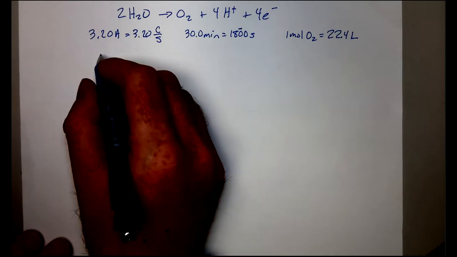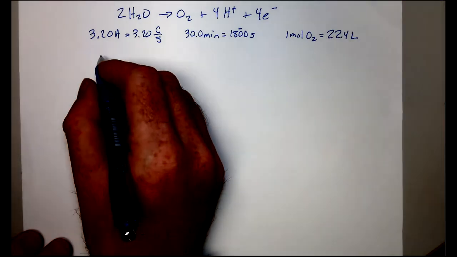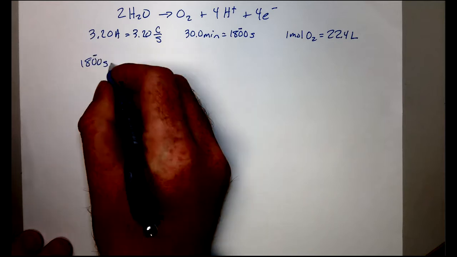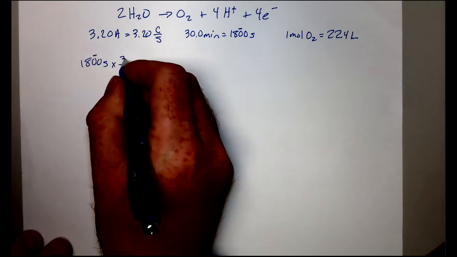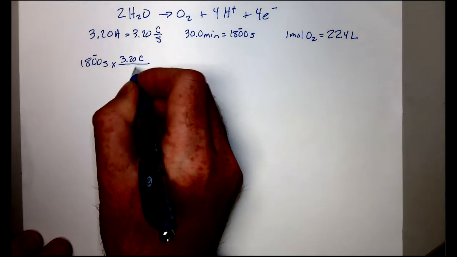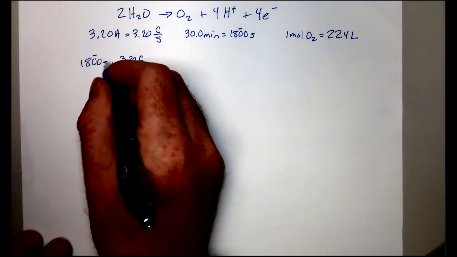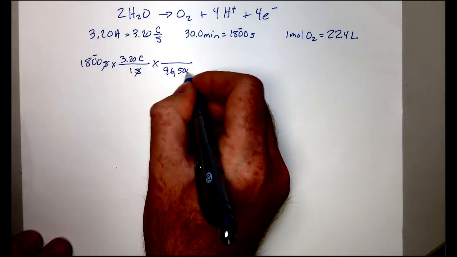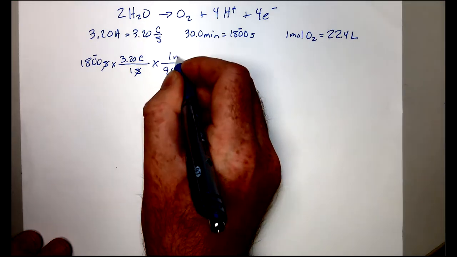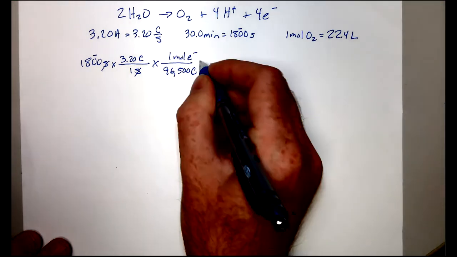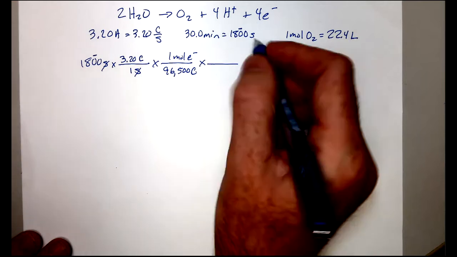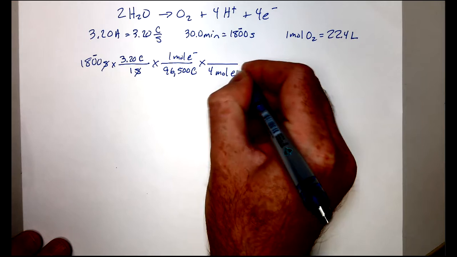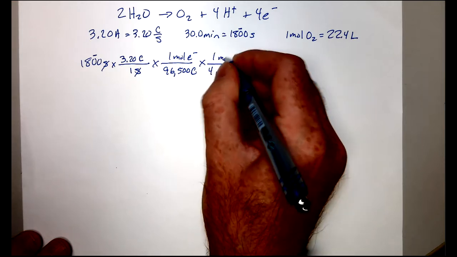And so we're going to start with the 1800 seconds again. Again, 3 sig figs, 3.20 coulombs per 1 second, 96,500 coulombs per 1 mole of electrons. Now here's what's different. We've got a 4 equivalent oxidation, so 4 moles of electrons is 1 mole of O2.